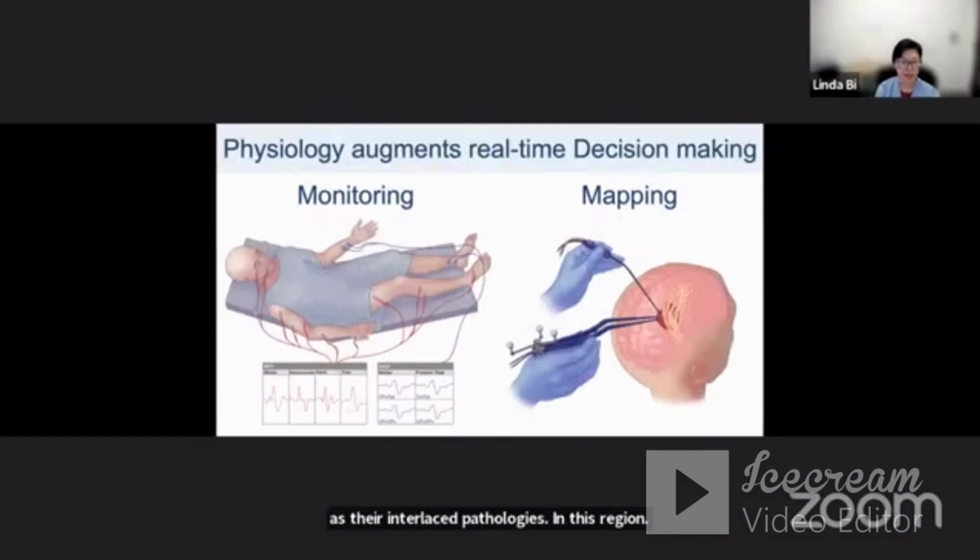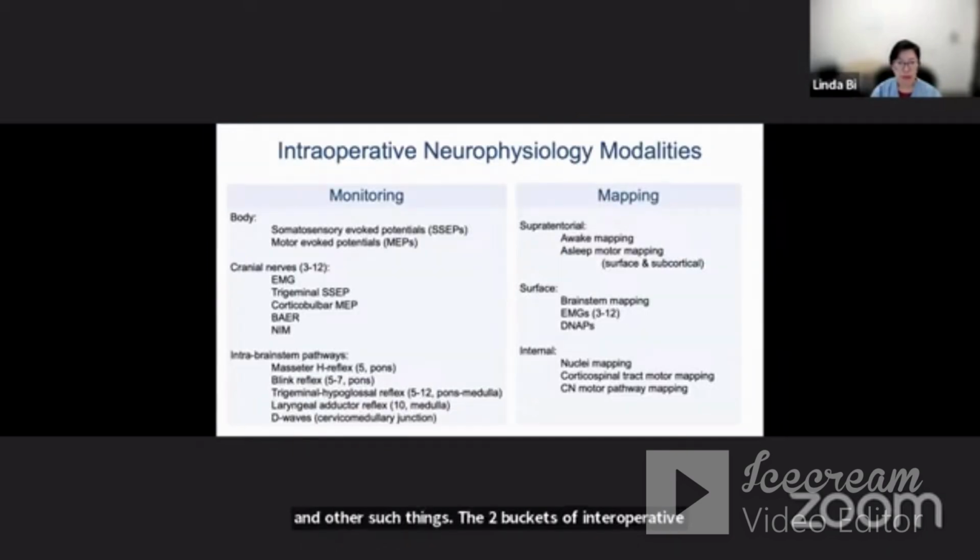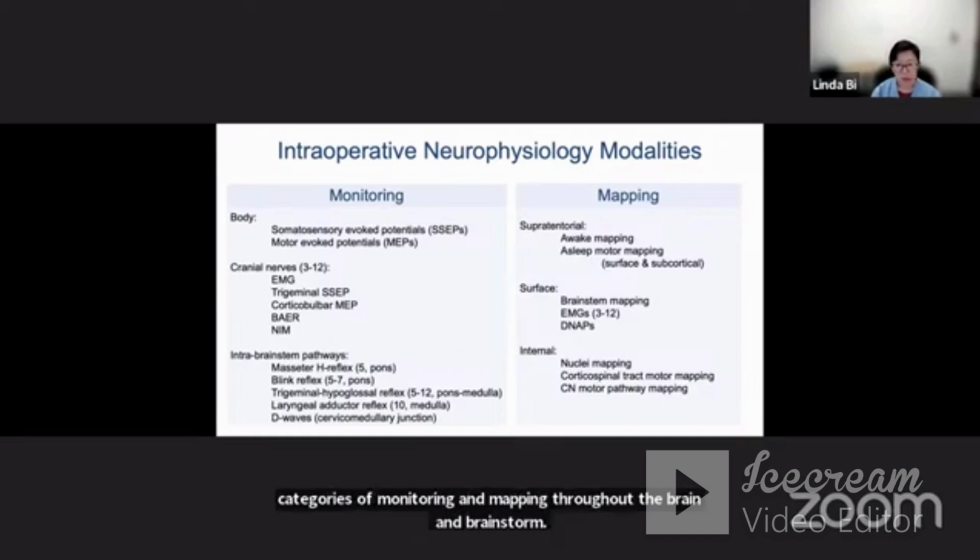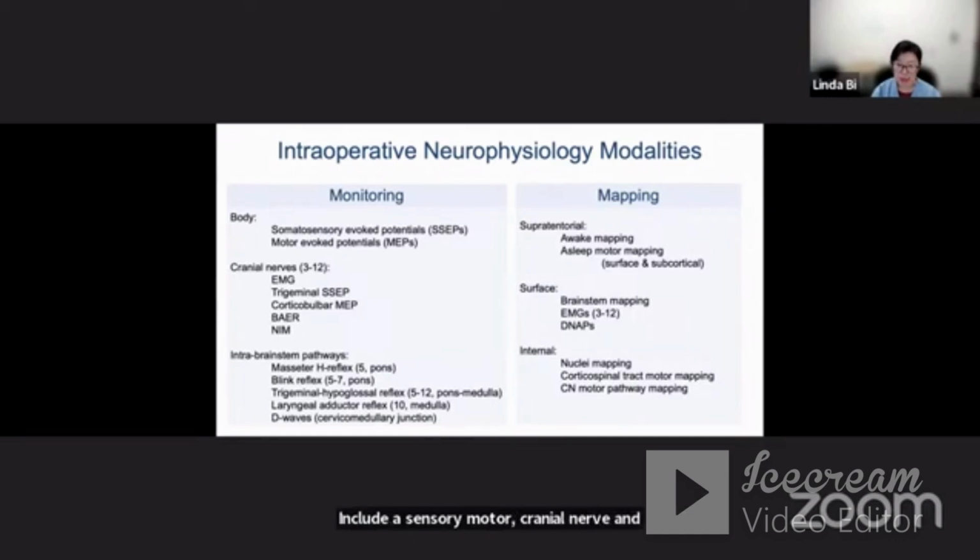When we think about monitoring, there are two general buckets: monitoring the integrity of function versus mapping, looking for a nerve or a part of the brain in terms of its function, including EMGs and other such things. These are the two buckets of intraoperative neuromonitoring that we think about. The broad categories of monitoring and mapping throughout the brain and brainstem include sensory, motor, cranial nerve, and reflex monitoring, and likewise for mapping, surface versus deep mapping. Today, I'll focus on some of the specific modalities that relate to the lower cranial nerves and therefore the jugular foramen.